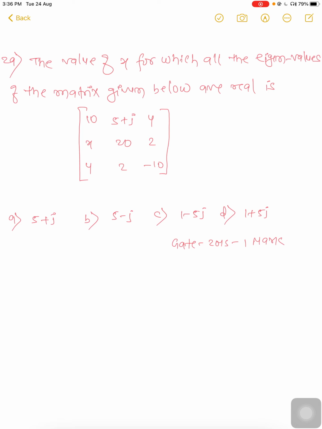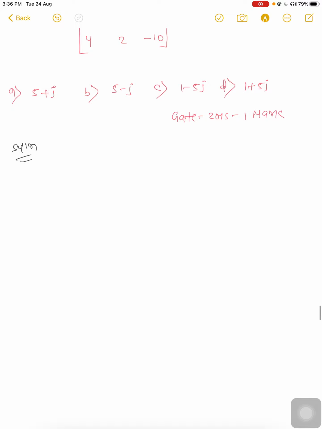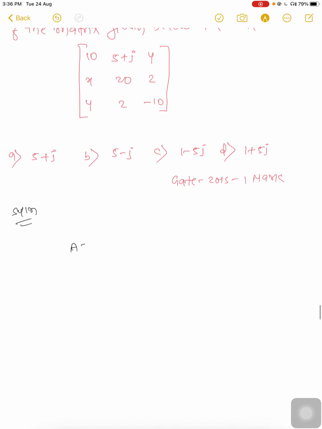This question was asked in GATE 2015 for 1 mark. The value of x for which all the eigenvalues of the matrix given below are real is. We have to find out the value of x. Let us consider matrix A is given: 10, 5+j, 4; x, 20, 2; 4, 2, -10.